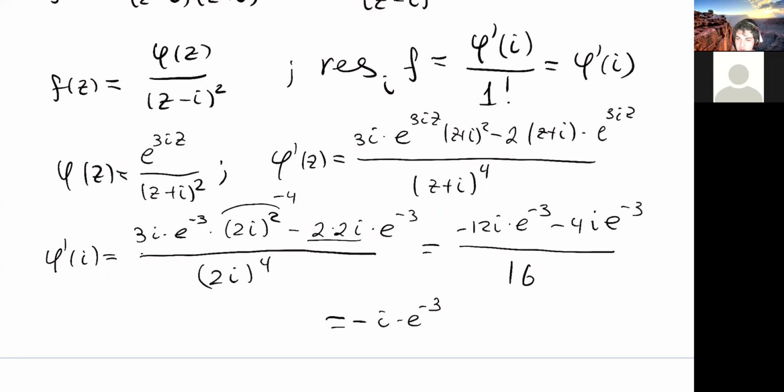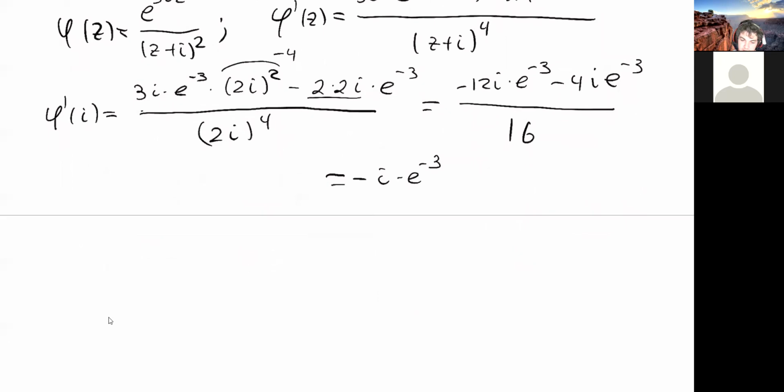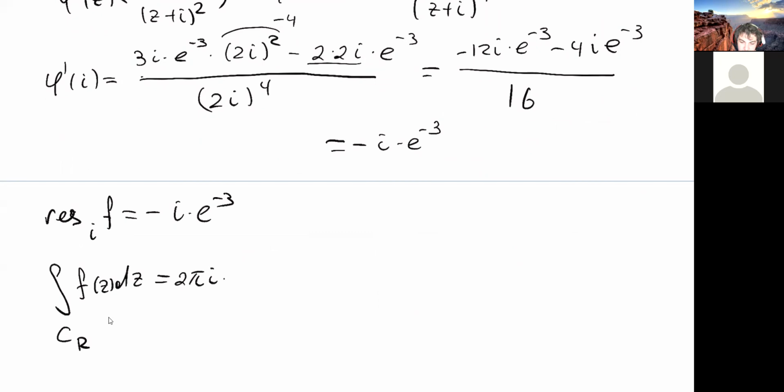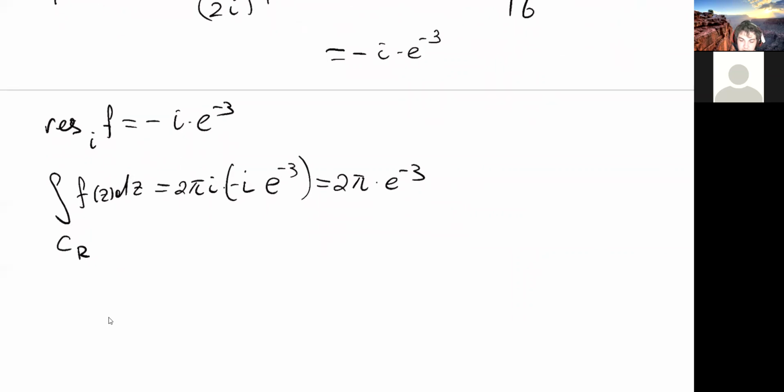I'm actually going to check with the book. Yes, that's correct. So that's the residue of f at i. It's minus i times e to the minus 3. And so this implies that the integral of f of z dz over C_R is 2 pi i times minus i e to the minus 3. Okay, i times i is minus 1, minus 1 kills this minus, so we got 2 pi e to the minus 3. So that's the integral of f over C_R.